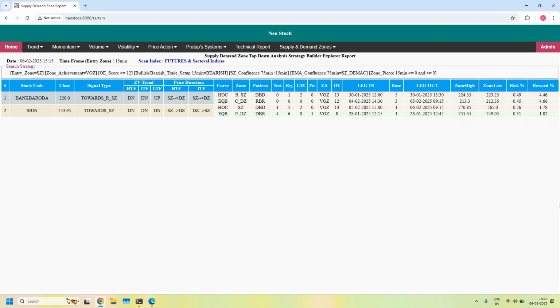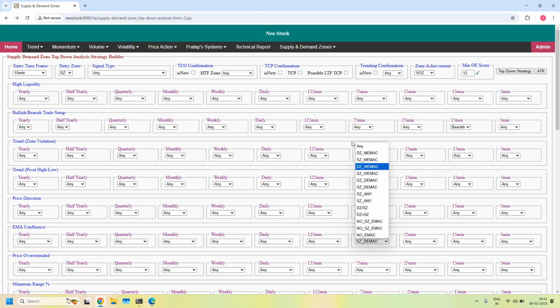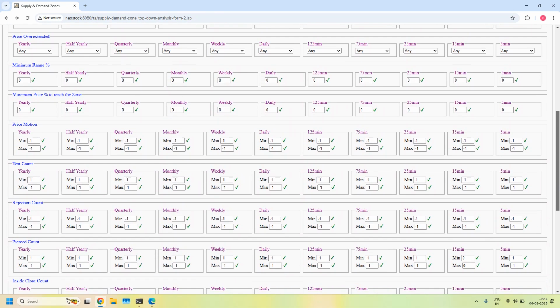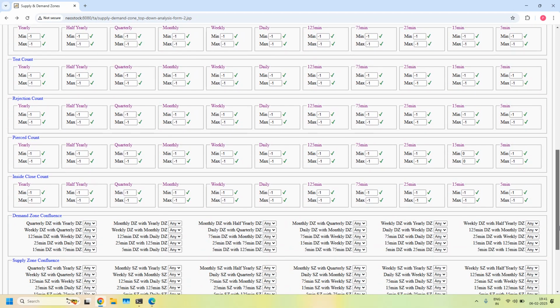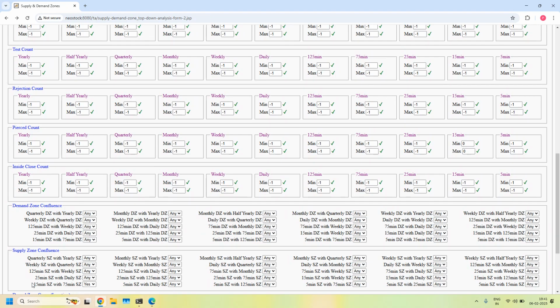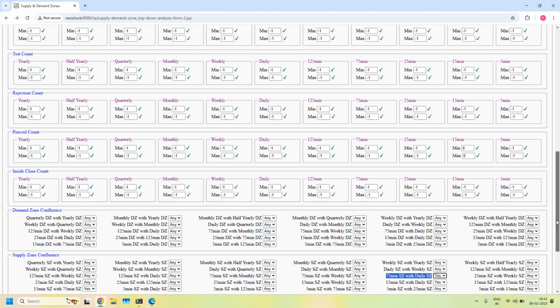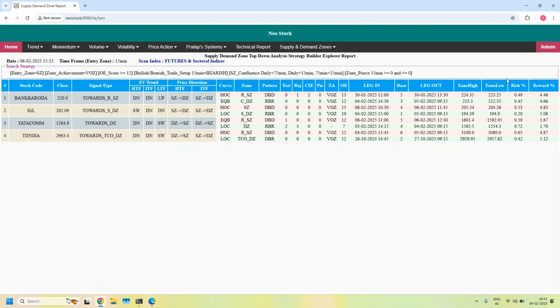Next, let us look for LTF, ITF and HTF supply zone confluence. So I am removing this ITF EMA filter. We have to focus on HTF, higher time frame. So in the supply zone confluence, we have to set 3 filters. First filter is already enabled. Second filter, 15-minute supply zone with daily supply zone confluence. Third filter, 75-minute supply zone with daily supply zone confluence. With all the 3 filters, LTF, ITF and HTF supply zone confluence, we got 4 stocks.